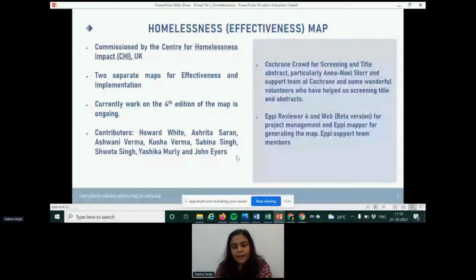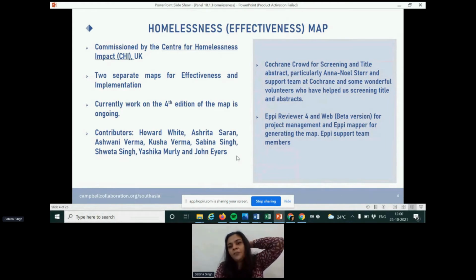And recently, for this particular update of the map, we collaborated with Cochrane Crowd for screening titles and abstracts. And Anna Noel-Storr and her team at Cochrane have been wonderful partners. And it would not be correct if I didn't acknowledge the contribution of all the volunteers who have helped us in screening those titles and abstracts through the Cochrane Crowd. I'll be coming to some of the statistics in the forthcoming slides.